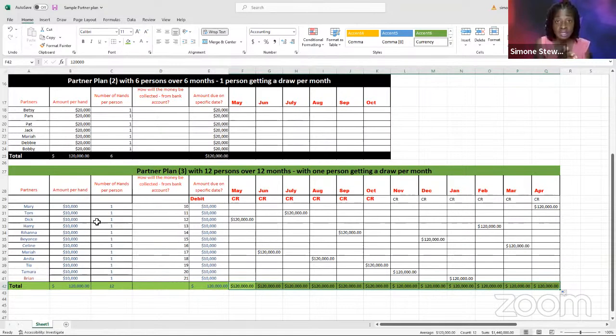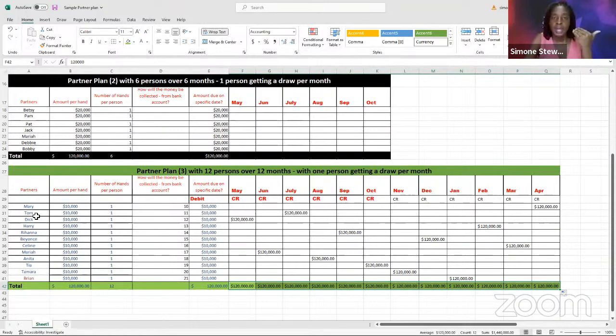We have 12 persons, each person coming up with $10,000, and over a 12-month period, each person will receive all the money pooled together, and every month a different person will get their draw. Awesome. So for instance, like I said, you don't have to go into a partnership. You can decide that you are just going to save $10,000 every month for the next 12 months. And guess what? You're still going to arrive at $120,000.